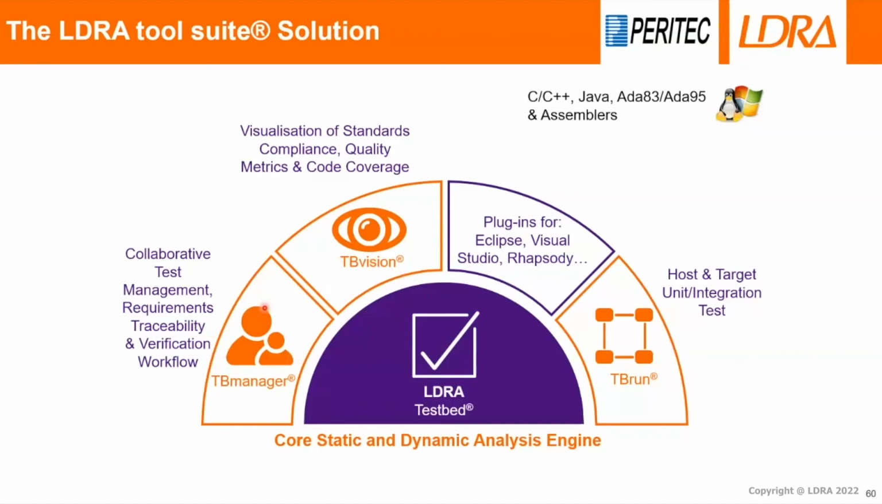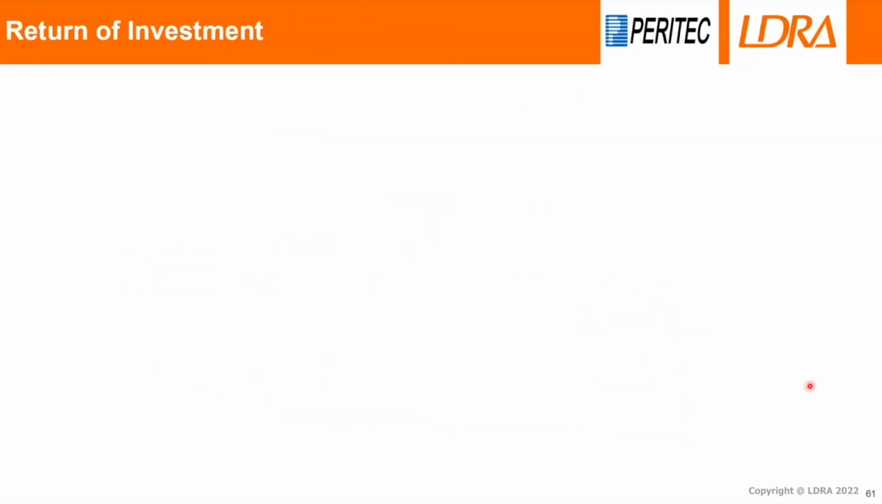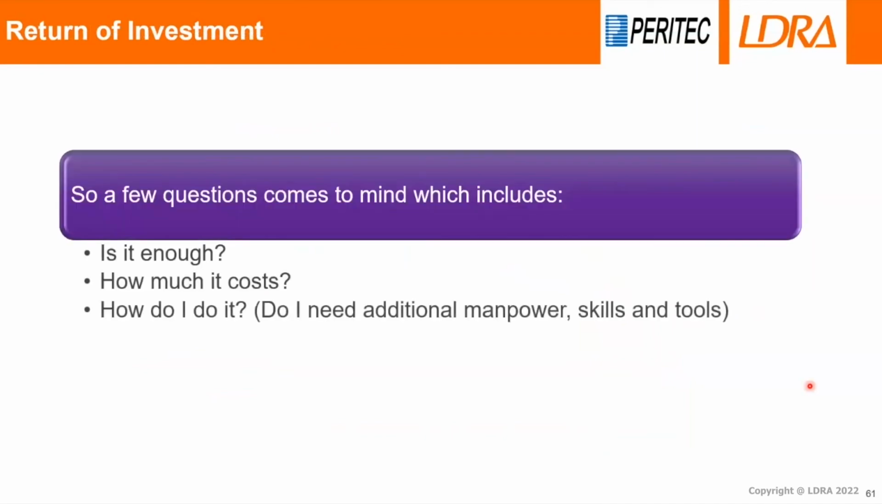And TB Manager is basically a collaborative test management tool where requirement-based testing can be performed, requirement traceability can be established, and process compliance can be managed. So these are the modules which will help you to do the complete verification, right from the requirement stage to the product certification stage.